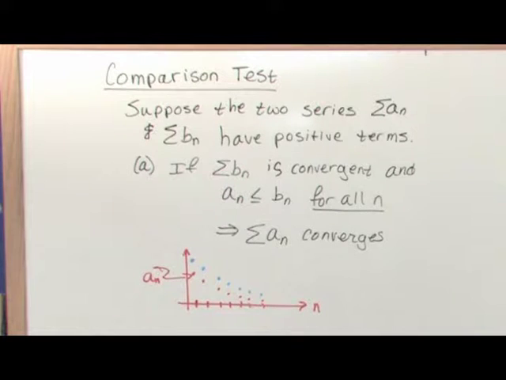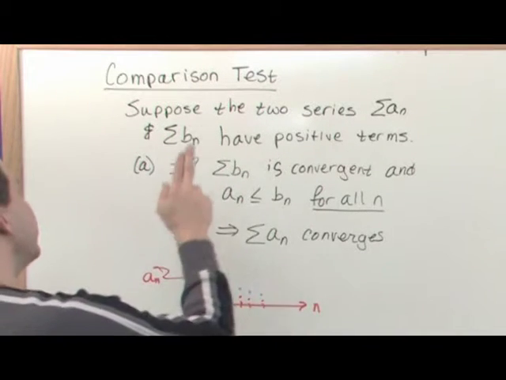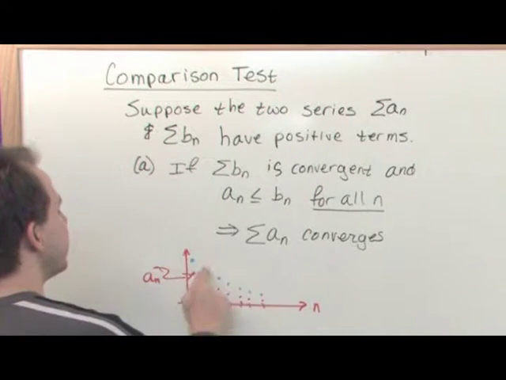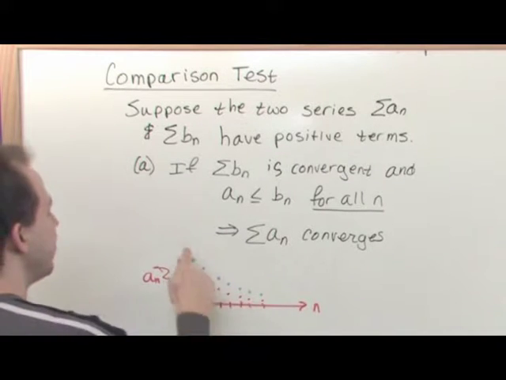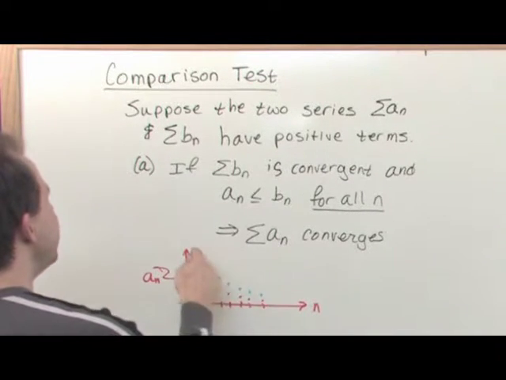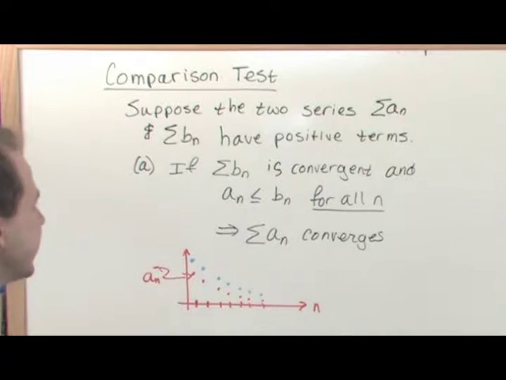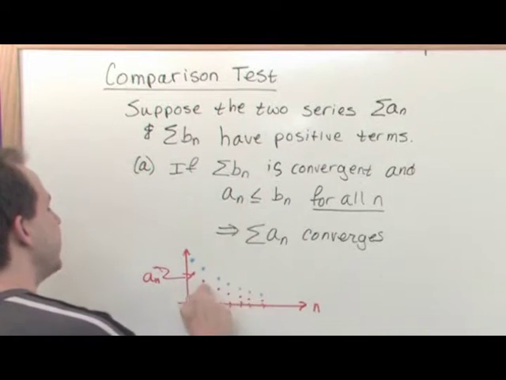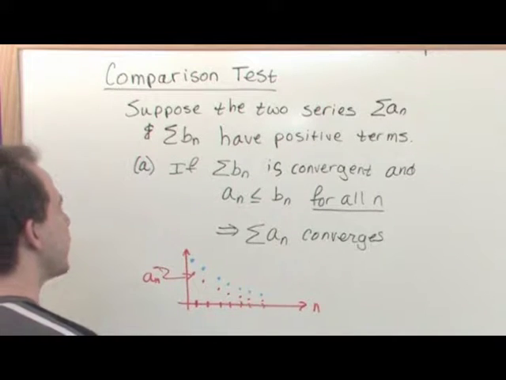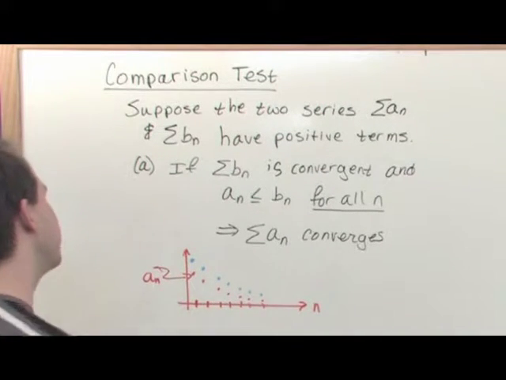So what this thing is saying is, let's just read it. Suppose the two series a sub n and b sub n, which are given here on the graph, have positive terms, which they do. If b sub n, which is the blue dots, is convergent, if that series converges and a sub n is less than b sub n, like I've drawn it here, for all n, then you have proven that a sub n converges.